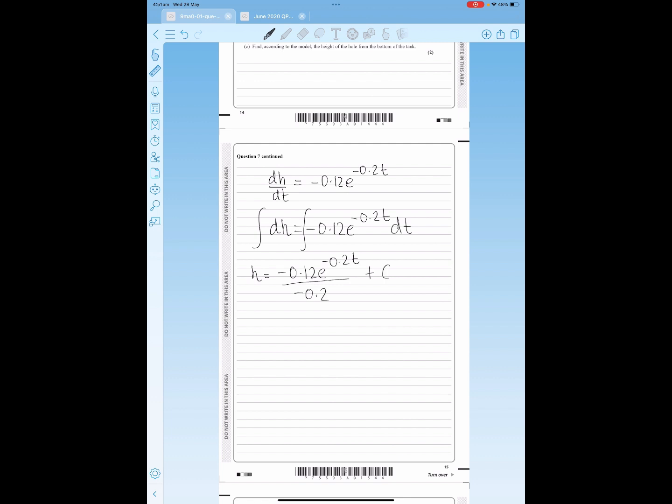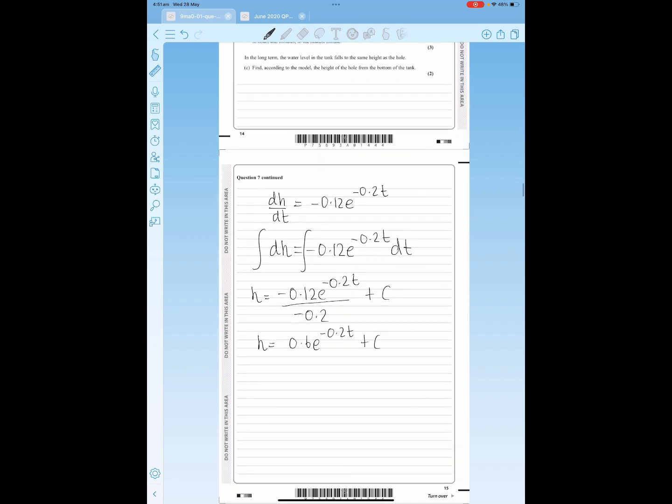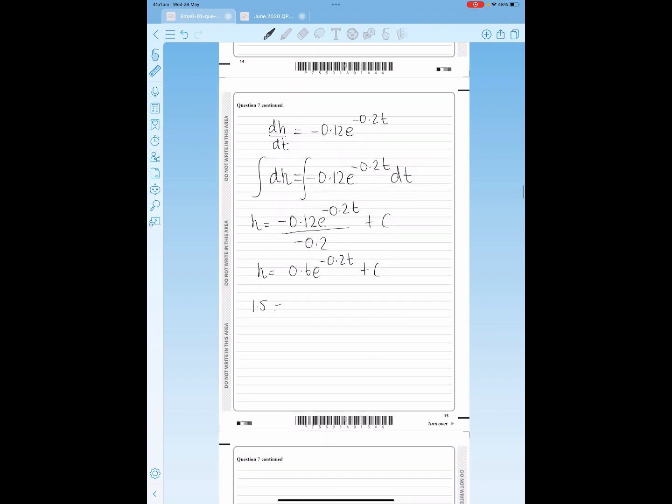Let's simplify that out. What do we get? Minus 0.12 over minus 0.2 is 0.6. So h equals 0.6 e to the minus 0.2t plus c. Now we need to find the value of c. We know at t equals 0, h equals 1.5. So 1.5 equals 0.6, e to the 0 would just be 1, plus c. c equals 0.9. So your model is h equals 0.6 e to the minus 0.2t plus 0.9.